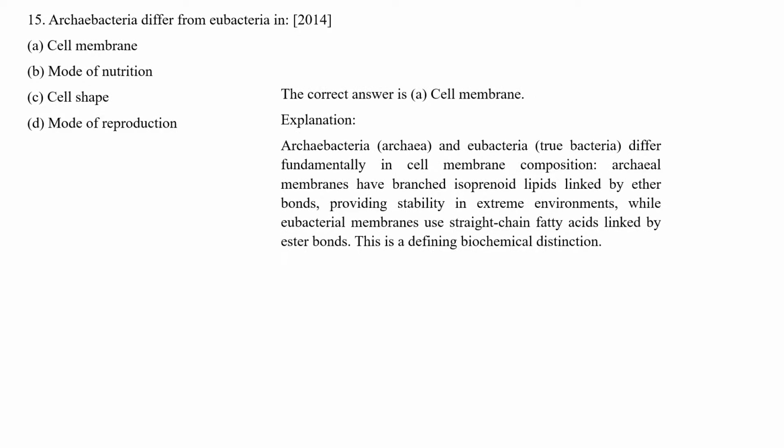Archaebacteria, a primitive type of archaea, and eubacteria, the true bacteria, differ fundamentally in cell membrane composition. The membrane of archaebacteria has branched isoprenoid lipids linked by ether bonds, providing stability in extreme environments like very hot environments, while eubacteria or true bacteria membranes use straight chain fatty acids linked by ester bonds. This is a defining biochemical distinction between archaea and eubacteria. The main difference is in the plasma membrane: archaebacteria have ether bonds and eubacteria have ester bonds. Very important question.